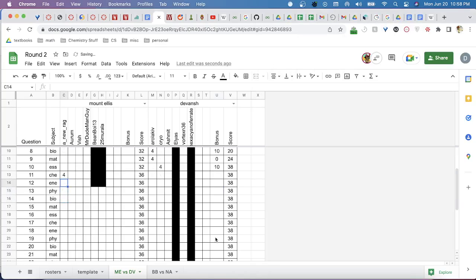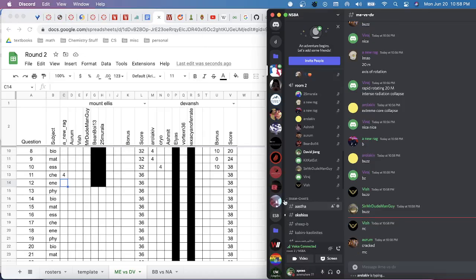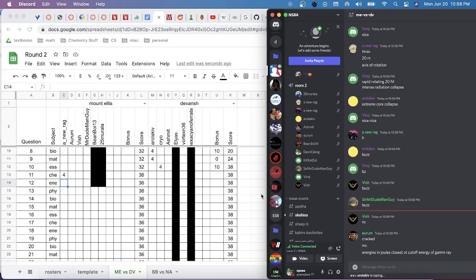Bonus chemistry, multiple choice. Which of the following energies in joules is closest to the cutoff energy of a gamma ray? W, 10 to the negative 22. X, 10 to the negative 18. Y, 10 to the negative 14. Z, 10 to the negative 10.